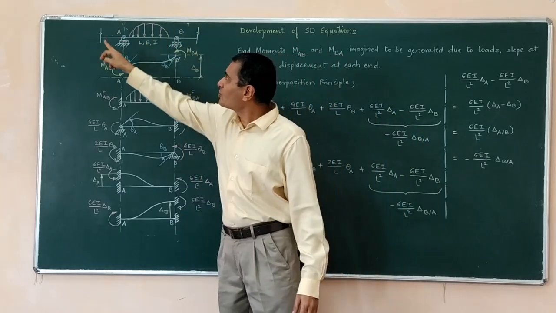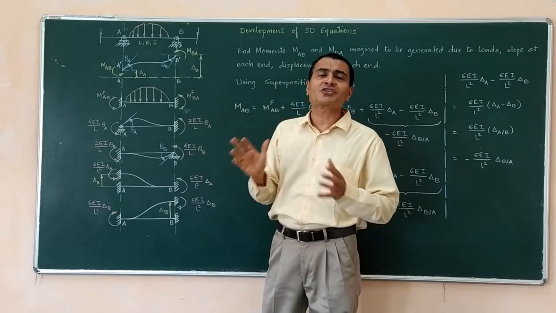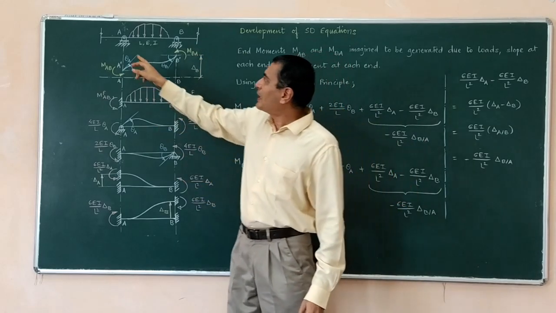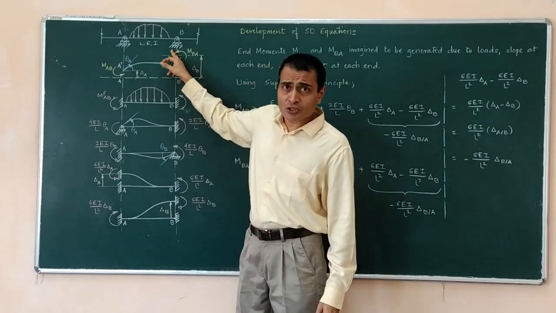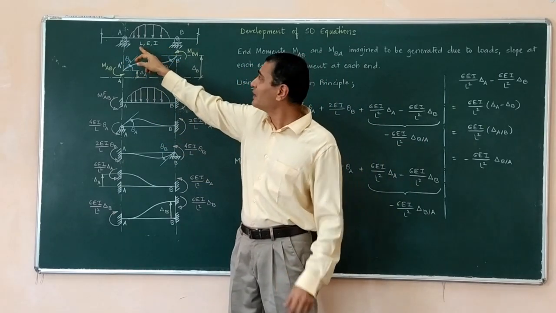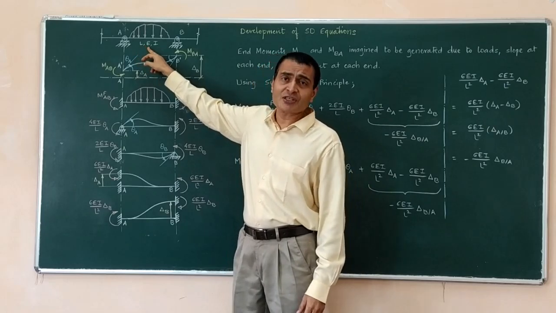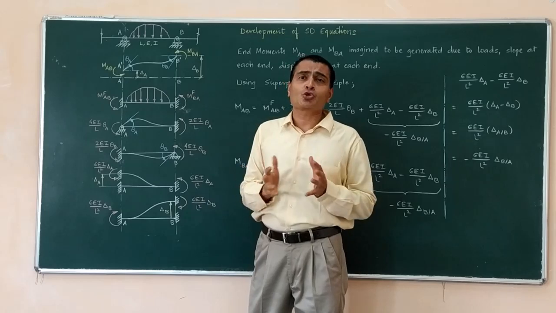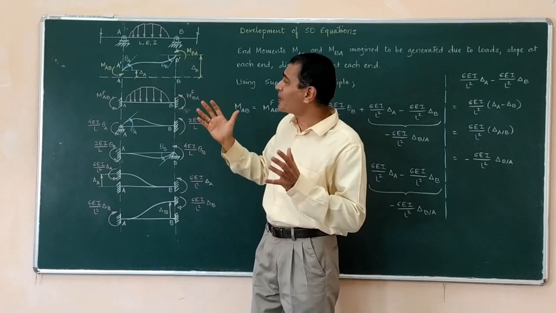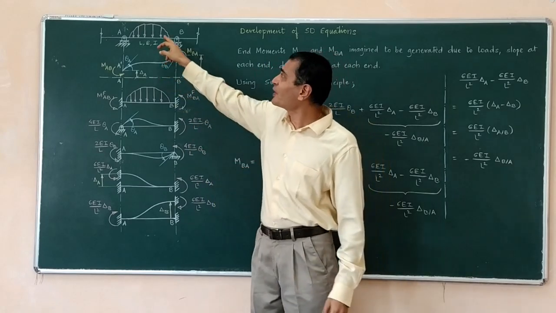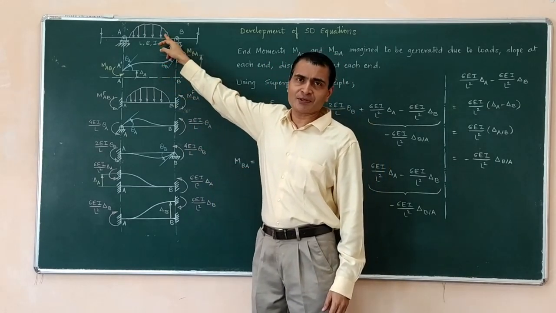We start, for the sake of theoretical discussion, with a continuous beam. A and B are supports. L is the span, the distance between A and B, E is the modulus of elasticity, I is the second moment of area, and EI are supposed to be constants. And span AB has been loaded with some arbitrary load as shown here.